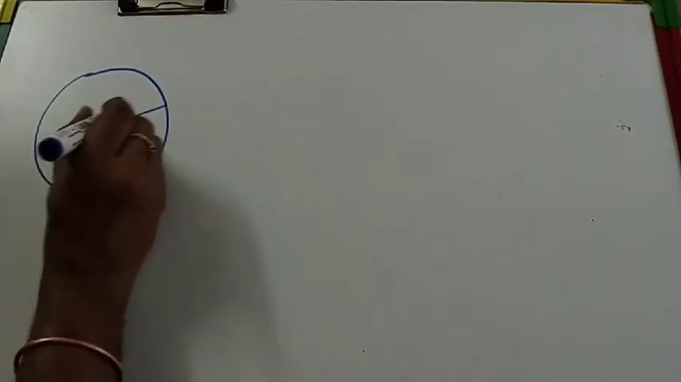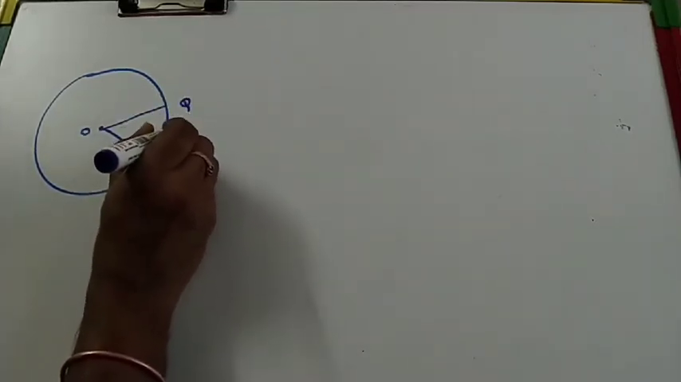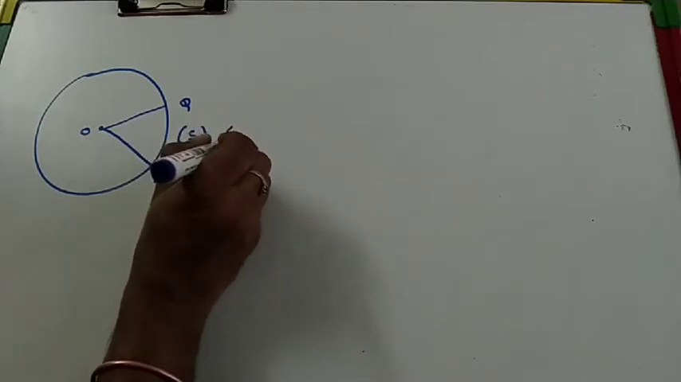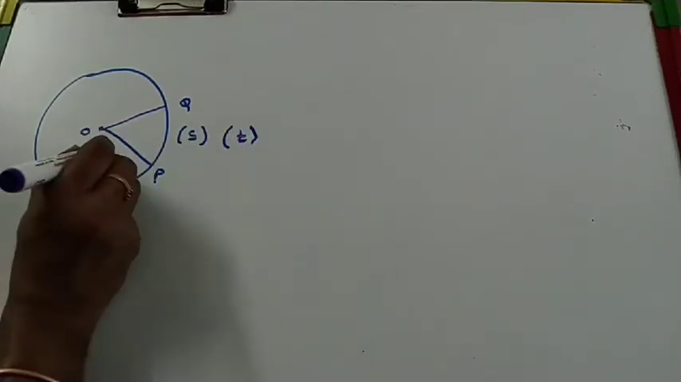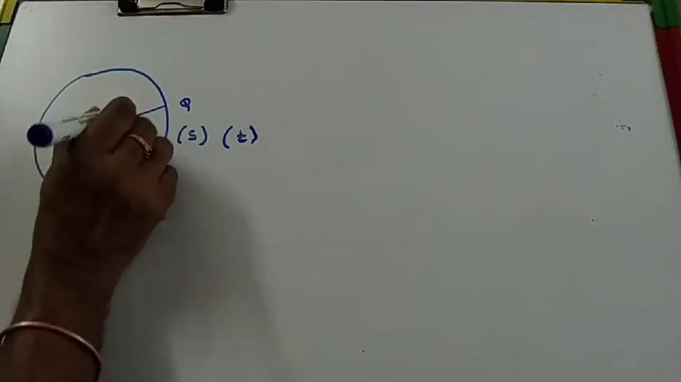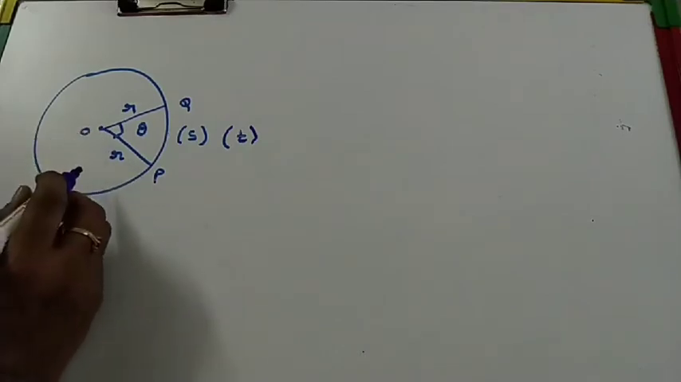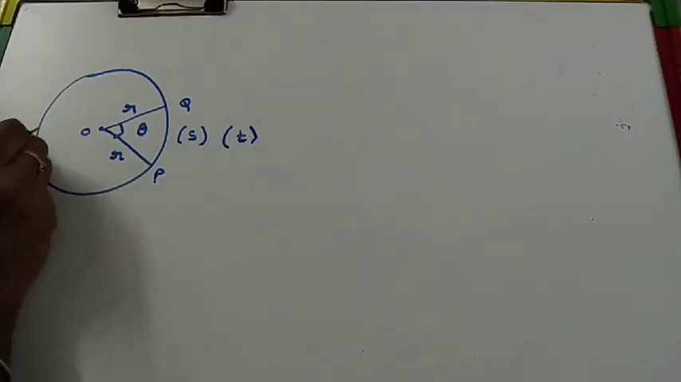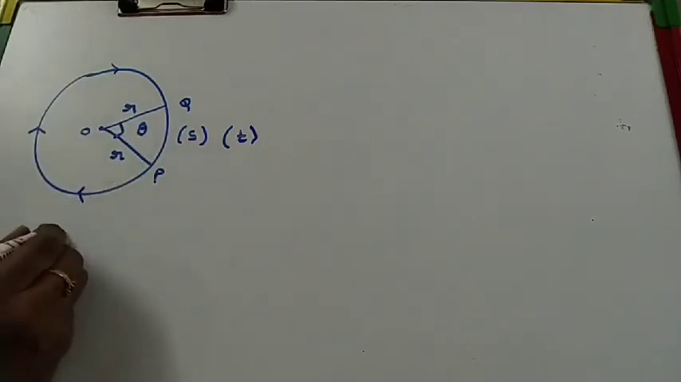Now take a circle, take the center O, point P, point Q, the arc is S. The time taken from Q to P is T. This is radius R. The angle is theta. Now here, the particle is moving in clockwise direction. This is clockwise.